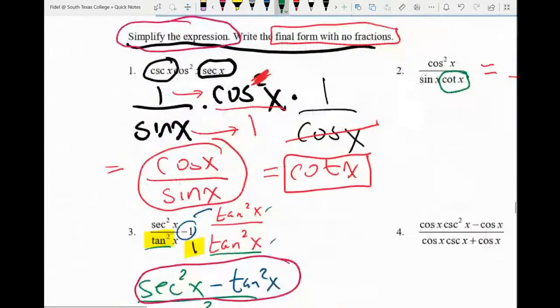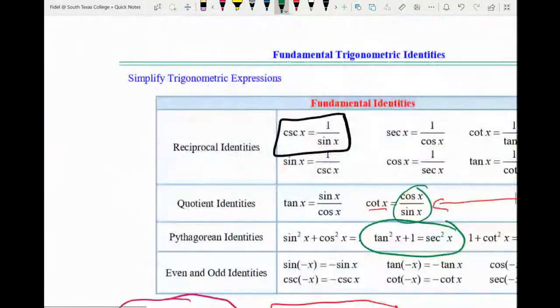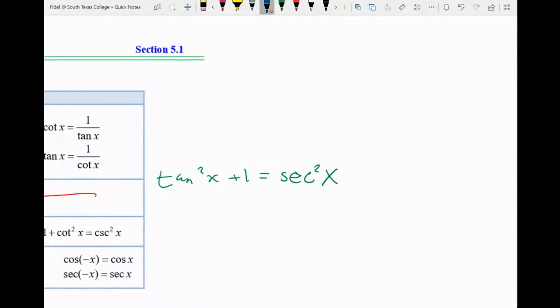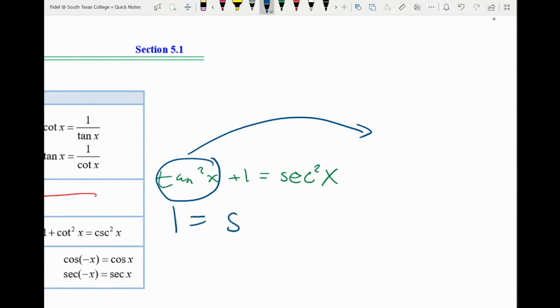Now, what do we have in our problem? We had a secant squared minus tangent squared. Just want to know what we have. If I were to take this term here and move it to the other side, what kind of tangent squared is it right now? What's the sign of that tangent squared? It's positive. So when we cross the equal sign, what's going to happen to it? It's going to become negative. So we're going to have 1 equals secant squared x minus tangent squared x.